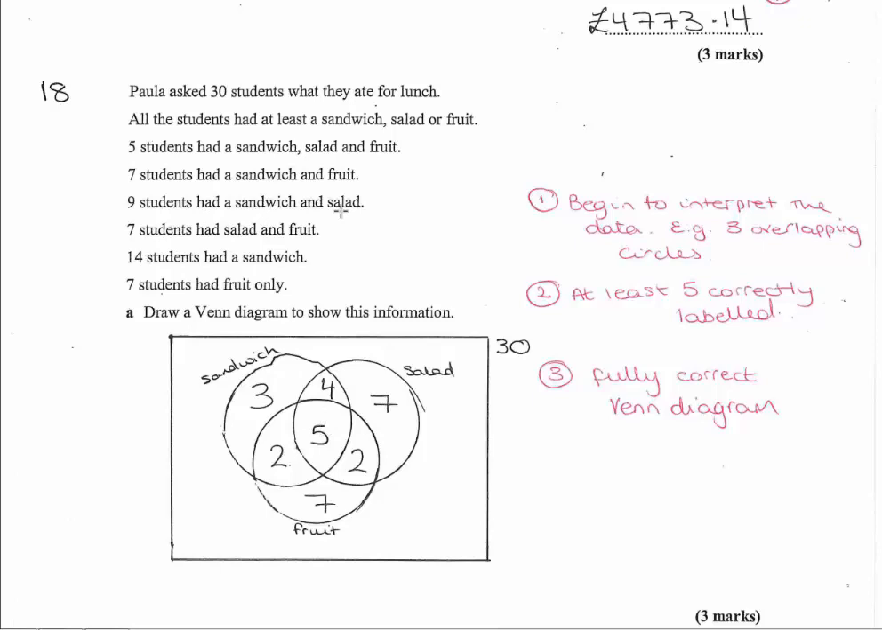9 students had a sandwich and salad. So where's sandwich and salad? It's here. Once again, we've got 5 of them already. They had sandwich and salad, and they had fruit, but they still had sandwich and salad. So 5 goes here. So that means we need 4 to go here, not 9. Okay? 4 to go here, so that this totals 9.